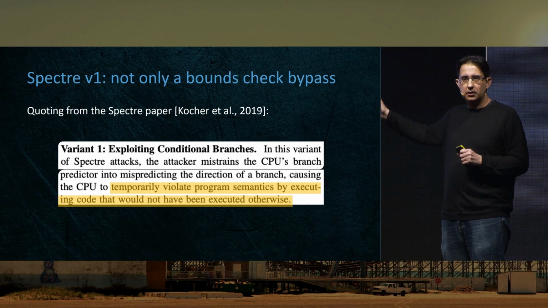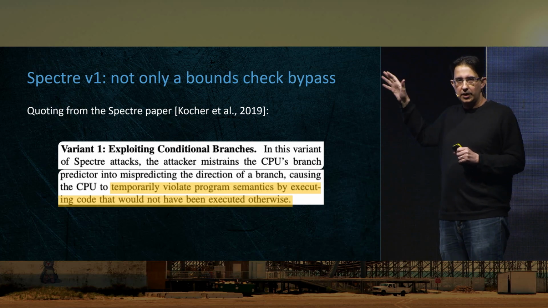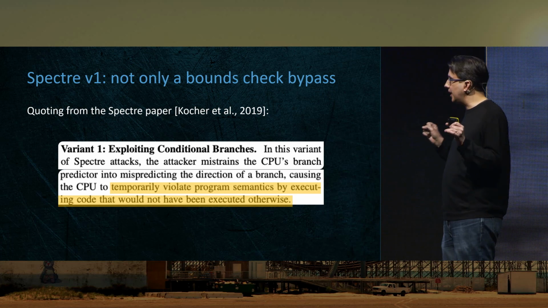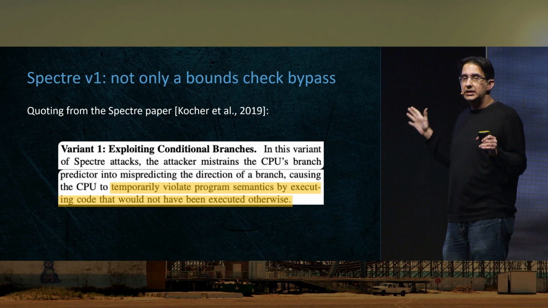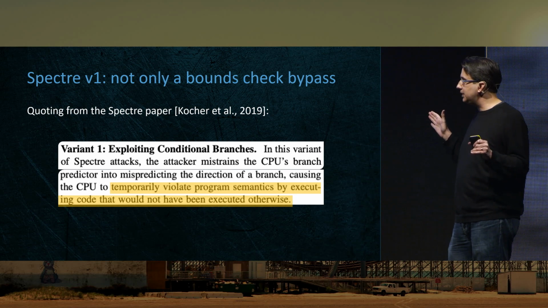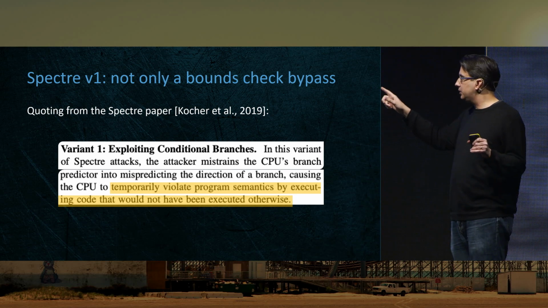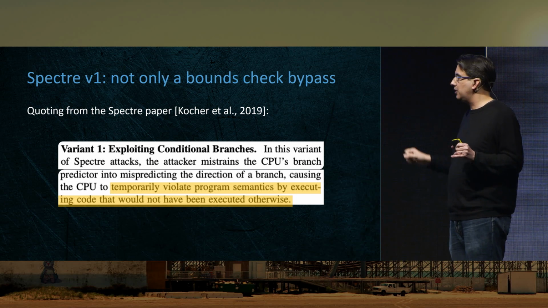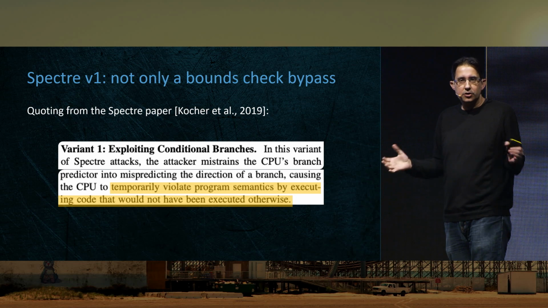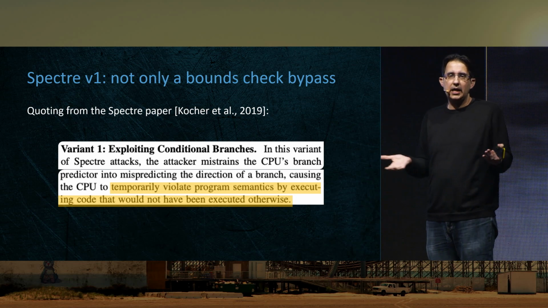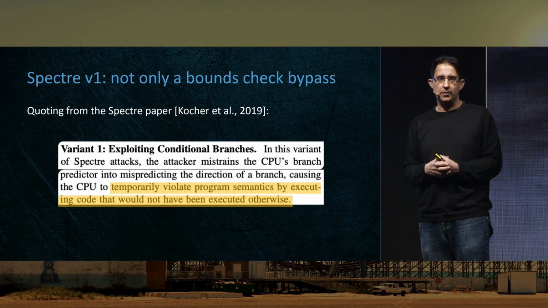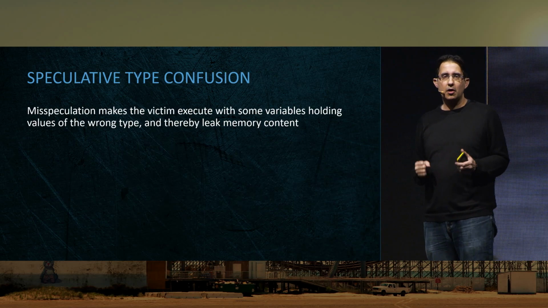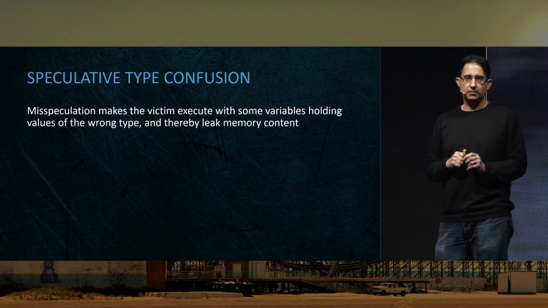Okay? But this mitigation has a conceptual problem because it's only targeting array bounds checking. If you go back and read the Spectre paper and see the definition of Spectre variant 1, it's much more general. It says that Spectre variant 1 is any case where a branch misprediction causes the CPU to temporarily violate program semantics by executing code that would not have been executed otherwise. So in principle, there can be many other ways to exploit Spectre variant 1. And I'm going to talk about exactly one such way, which is called speculative type confusion.